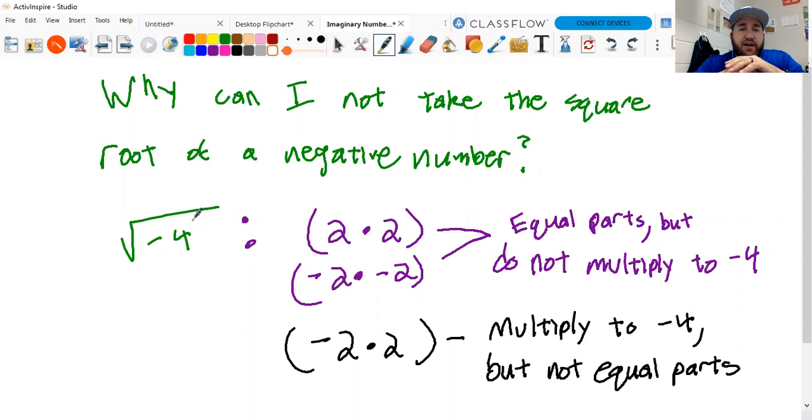So if I'm looking at the square root of -4, I got 3 examples, okay? I got +2 times +2, -2 times -2. Both of those are examples of 2 smaller equal parts. 2 and 2 are equal, -2 and -2 are equal. But those don't multiply to -4. 2 times 2 is 4, -2 times -2, a negative times a negative is positive. So it's still +4. In the black, we got -2 times +2. Those do multiply to -4, but they are not equal parts.